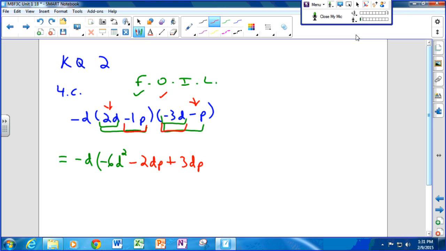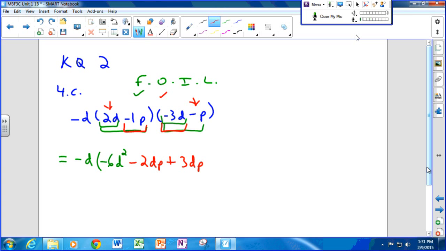Now, if you look at this term and the one preceding it, I have negative 2dp plus 3dp. Now I can work with them. We can recognize them as like terms. If I didn't put them in alphabetical order, we might have had a dp plus a pd, which, even though they're the same terms, not quite as easy to recognize. So I suggest you put them in alphabetical order.